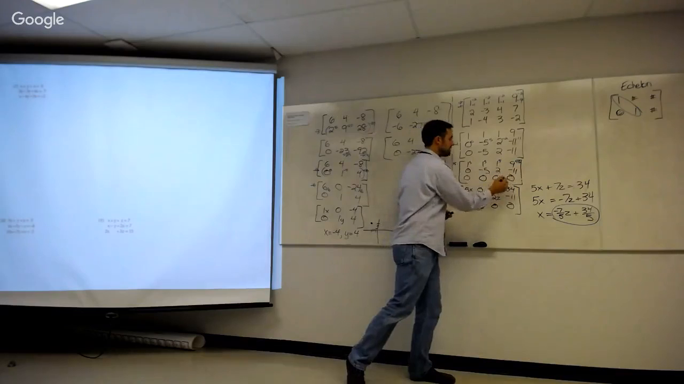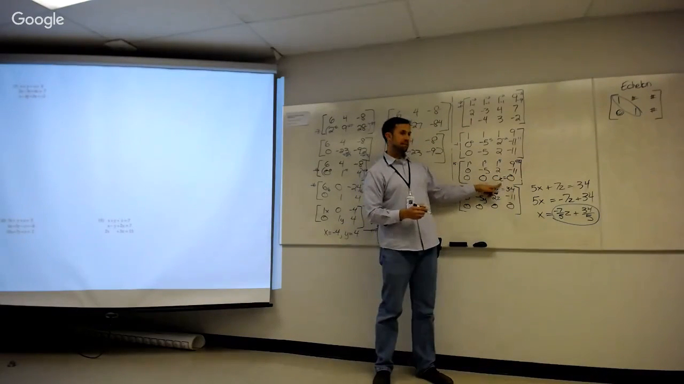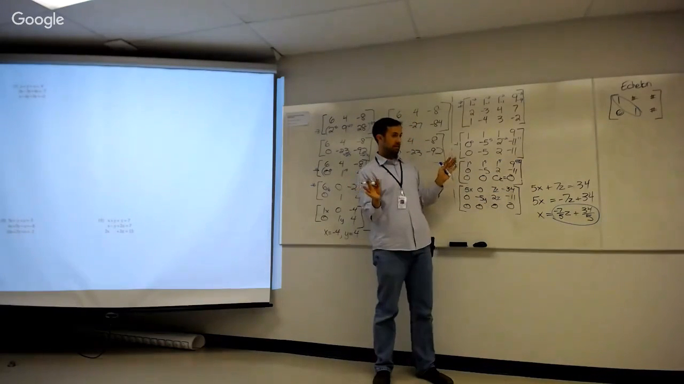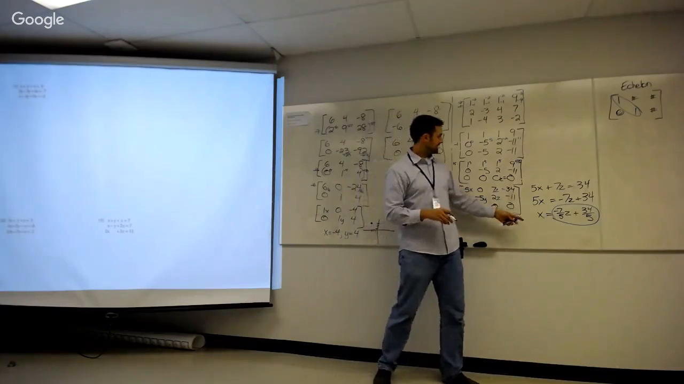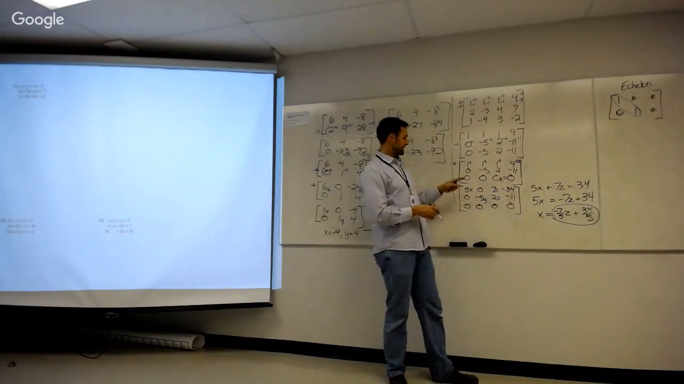And as soon as they're all zeros, that means that 0z equals 0. And you can plug anything in for z, because 0 times anything equals 0. So that tells us that z can be anything. And then it's at that point that we say, okay, well, we just have to solve for x and y in terms of z. Okay, so everybody, let's finish the last one.